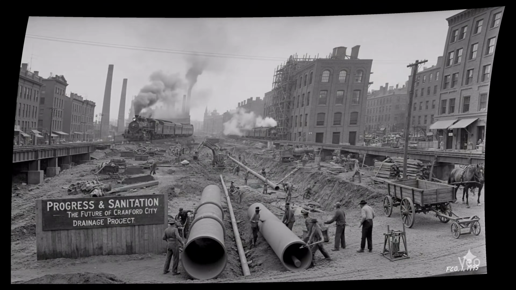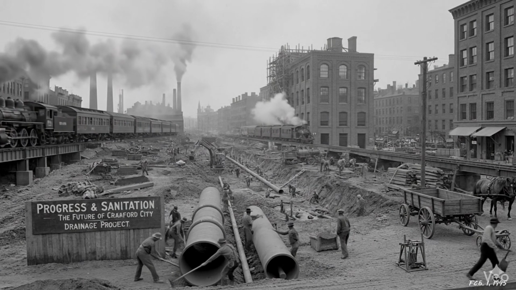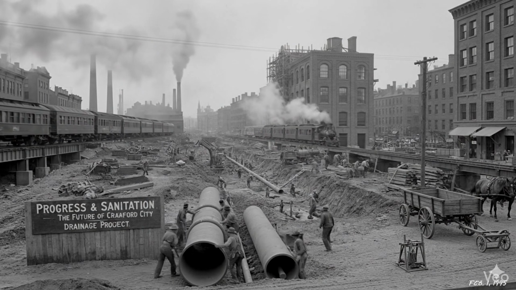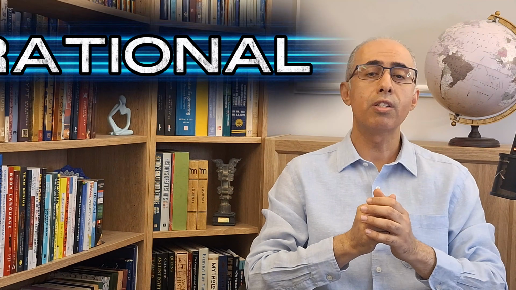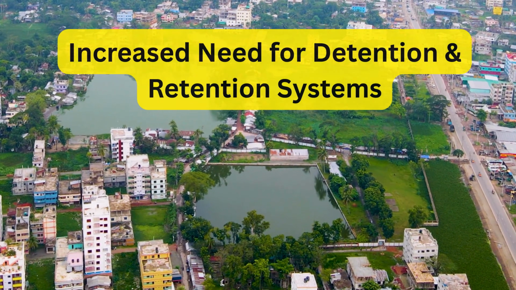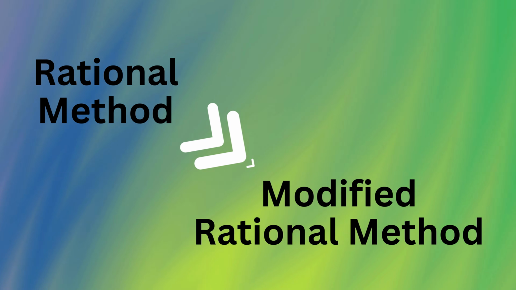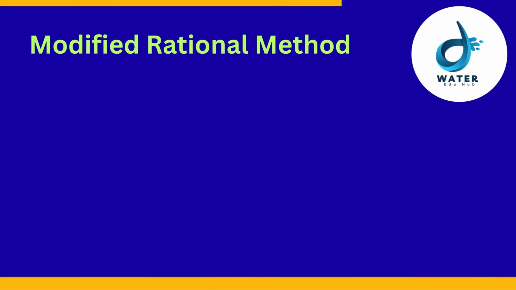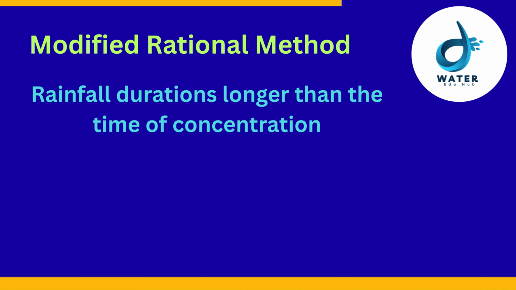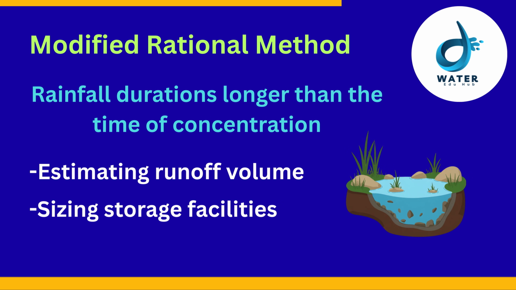Its principles emerged during the industrialization of the 19th century when engineers needed reliable tools for drainage design. The term rational reflects the core assumption of this method, that runoff is a rational fraction of the incoming rainfall. In the mid-20th century, as urbanization increased the need for detention and retention systems, the method was extended into the modified rational method. This modification accounts for storm durations larger than the time of concentration, allowing engineers to estimate runoff volumes and size storage facilities.